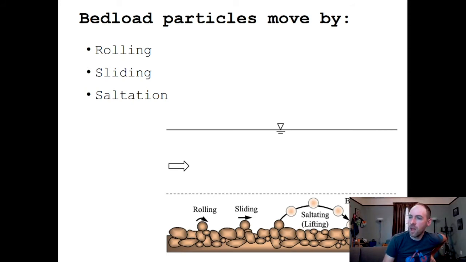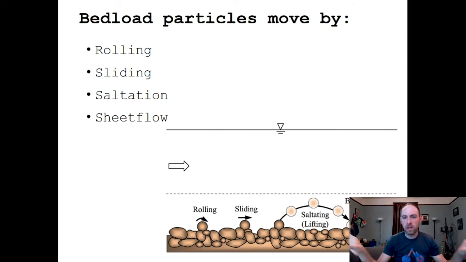Okay. And finally, there's one more mode of transport that can occur for bedload particles, and it's called sheet flow. That is relatively common in high transport stage environments. It's not terribly common in major rivers. It's not a super stable state, but it's where the whole bed can move kind of as one sheet of sediment.